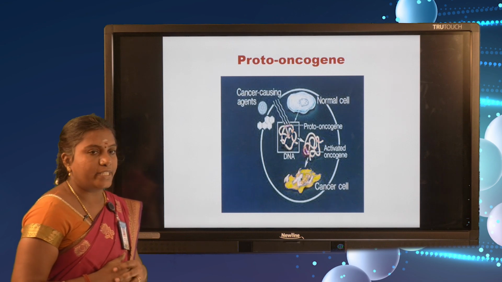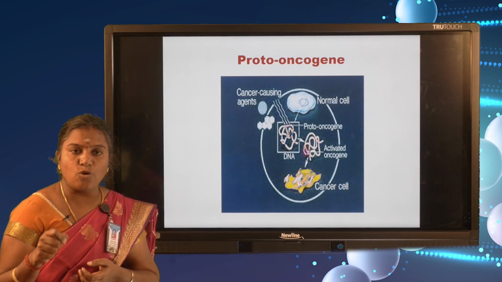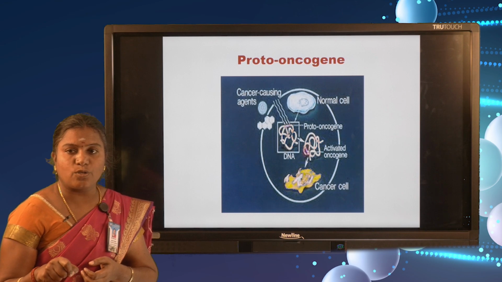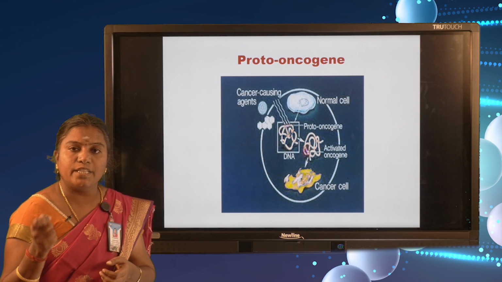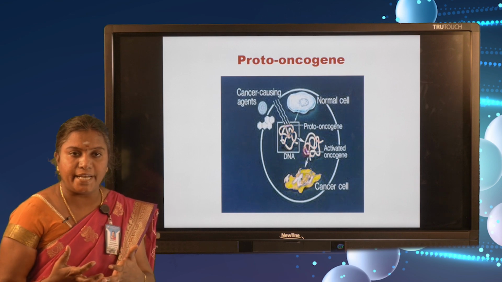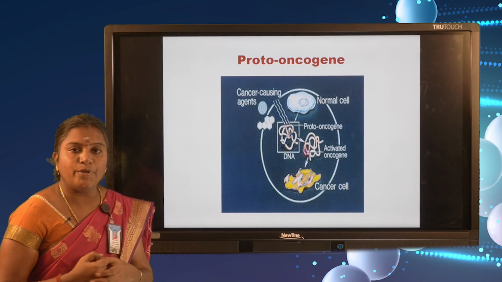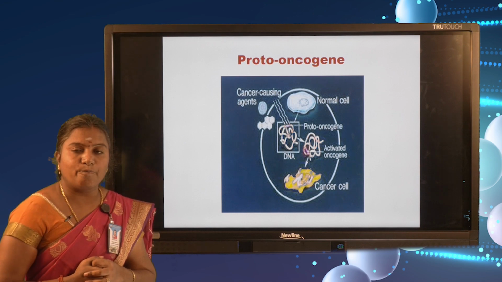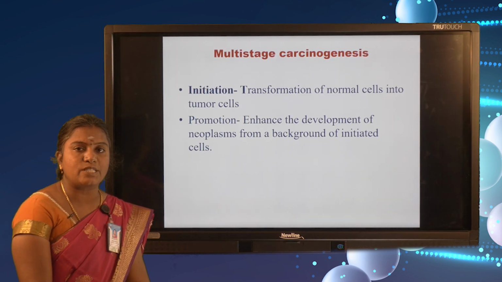And then the proto-oncogene. Some cancer-causing agents will attack the DNA molecule. Here the proto-oncogene is converted to an oncogene, and it binds to the DNA molecules. In the DNA molecules, it leads to mutations of somatic cells, and it produces the development of cancer. Steps of multi-step carcinogenesis.